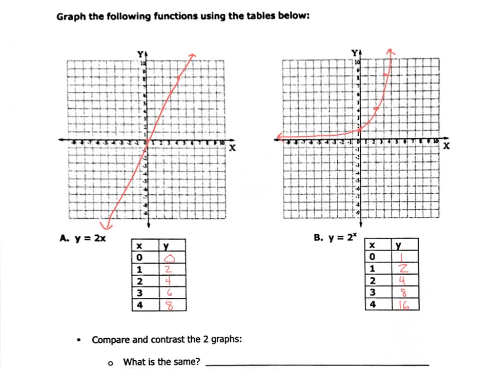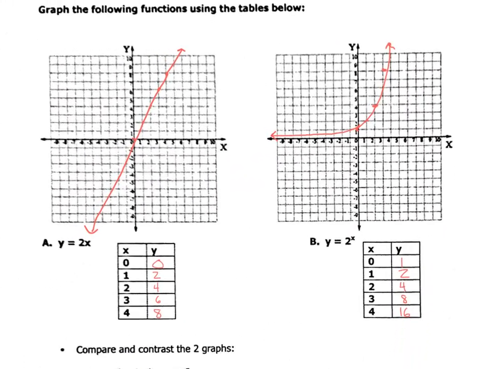Now we need to compare. This one over here is linear. This example over here is exponential. I think with a graph, it's pretty easy to see that a linear graph is a straight line. An exponential graph starts off growing pretty slowly, and then all of a sudden it just takes off and skyrockets. That's the difference between the graphs.